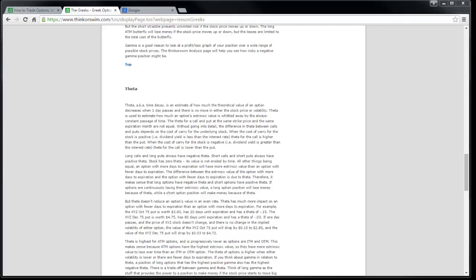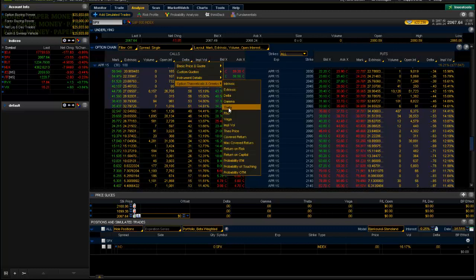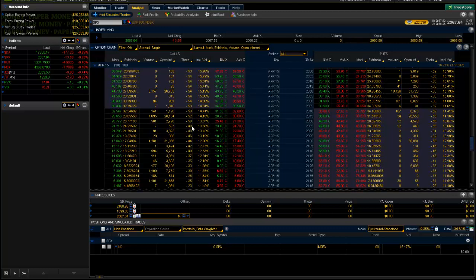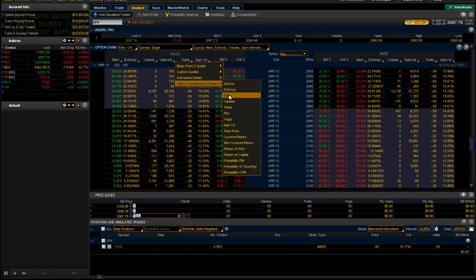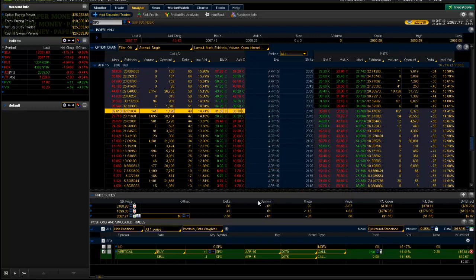As I keep using the example here of the SPX, we can change this to look at theta, and it'll show you what the daily theta is. When you start looking at this theta, let's just analyze buying a vertical. Right off the bat, you see the theta is negative. Each day that passes in time, you are theoretically going to be losing 97 cents per day.